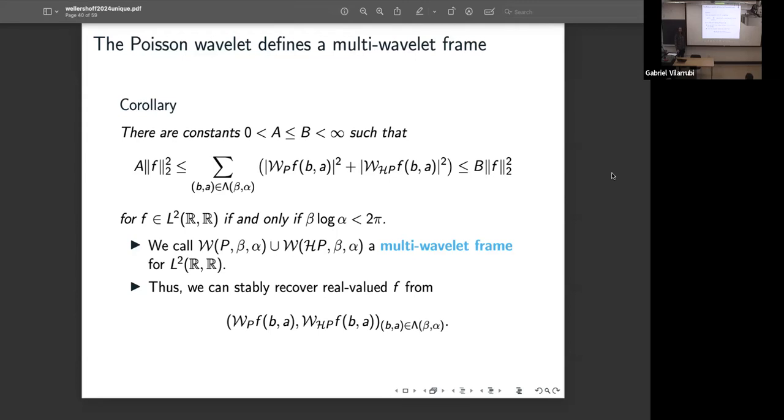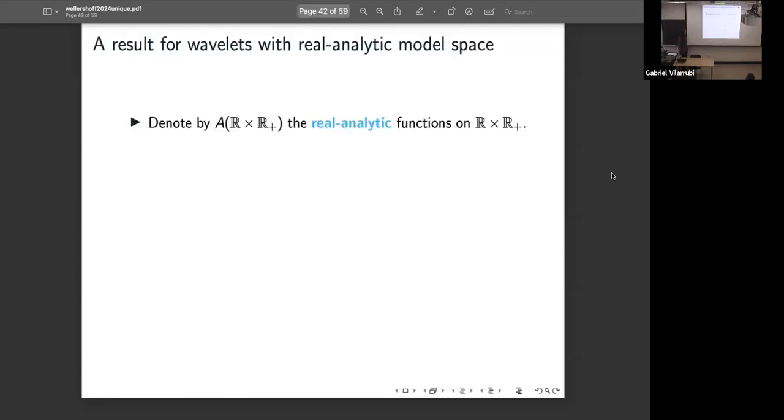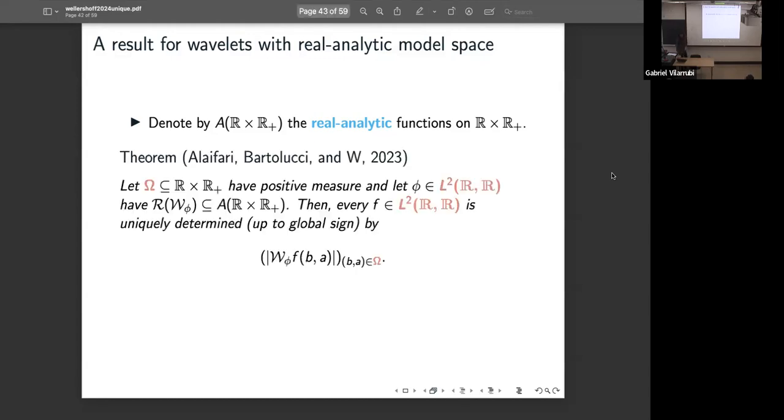Right, okay, so those are all the preliminaries. Then we can move on to the results that we have and that we're going to prove. Before I show you the first result, I quickly need to introduce a little bit of notation. So this A of R times R plus will be the real analytic functions on the upper half plane. And now the first result that we have is this.